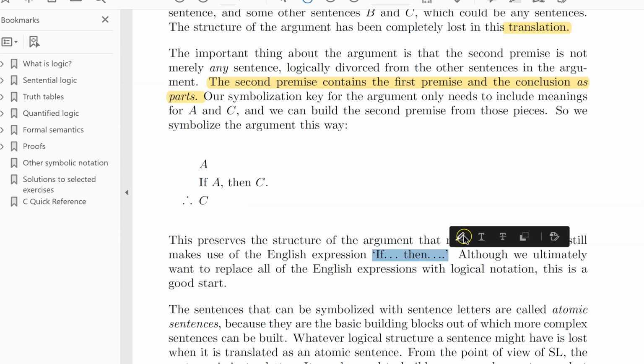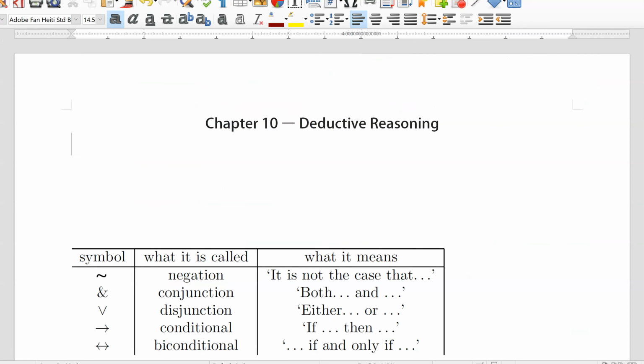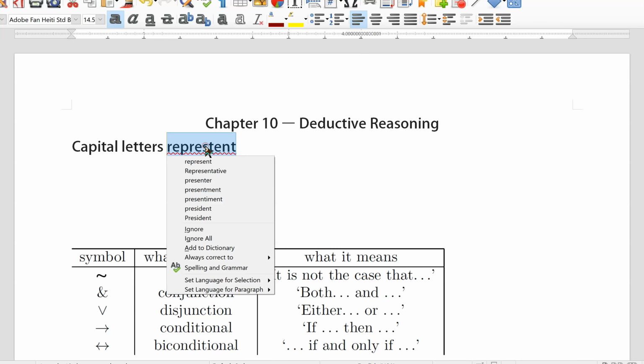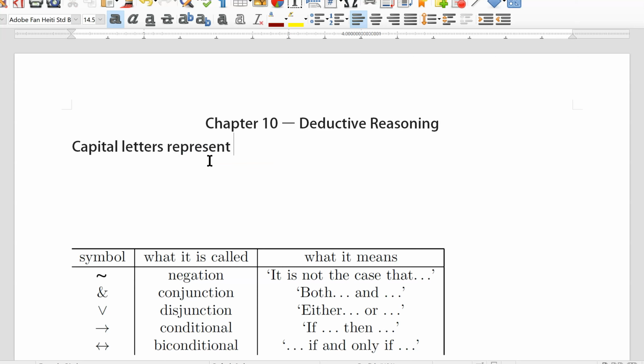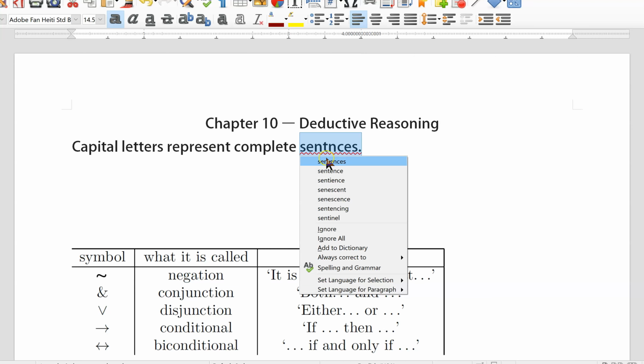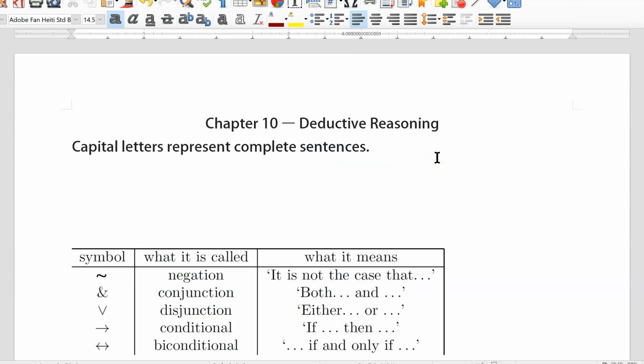And this is where the other textbook picks back up. And we're going to build our logical vocabulary out of that. So the first thing we're going to note is capital letters represent complete sentences.